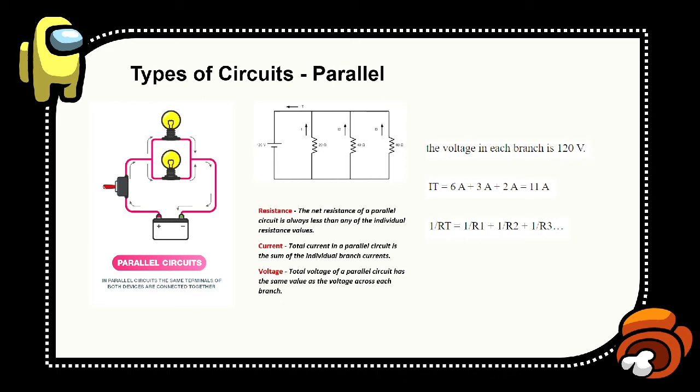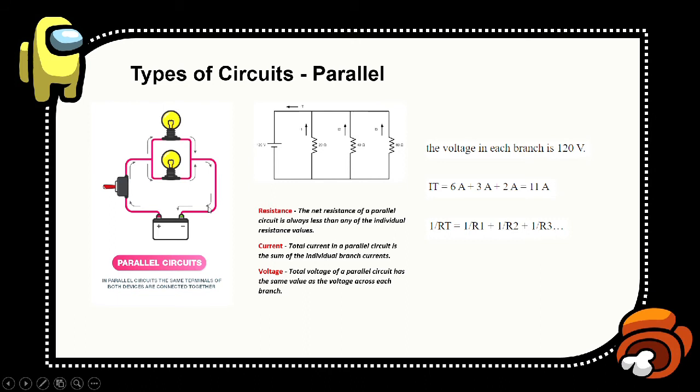Same here, this 120 V supply can go to 20 ohms, it can go to 40 ohms, and it can go to 60 ohms. It is not the same as earlier in the series circuit, which gave a voltage drop. Since it is connected in parallel, no voltage drop happens. So, the total voltage of a parallel circuit has the same value as the voltage across each branch. Sorry, since there is no voltage drop, nothing is divided.